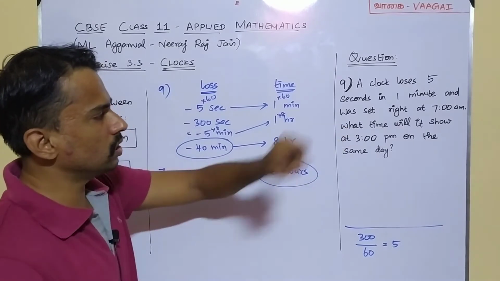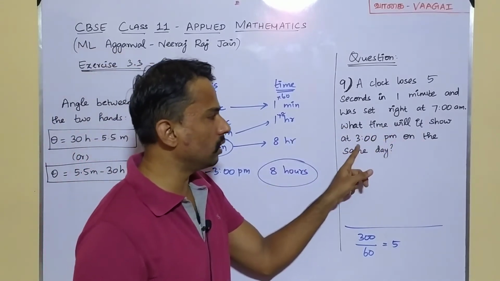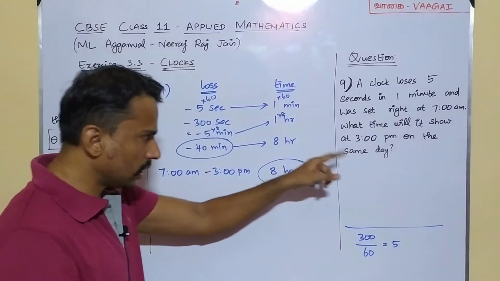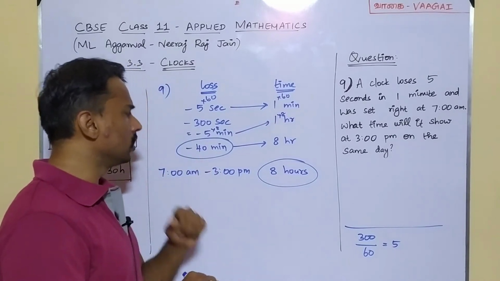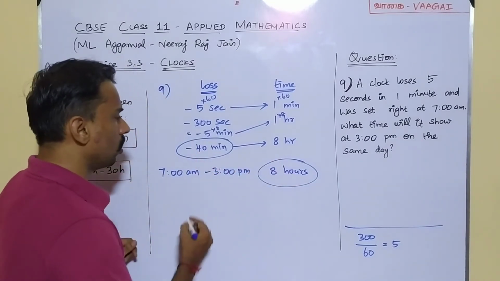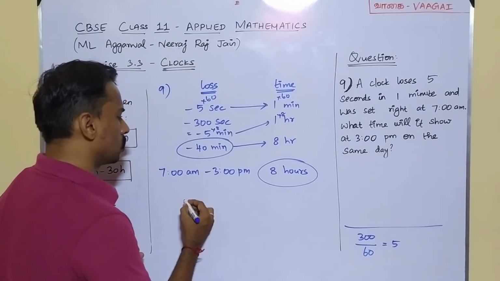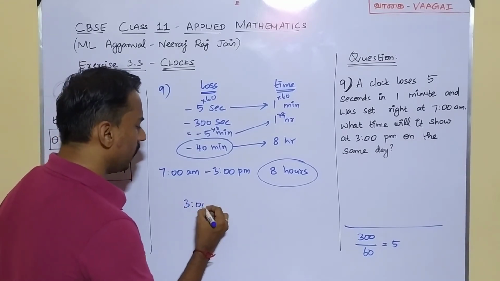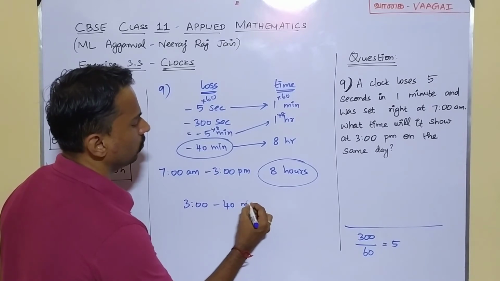And now the question is at what time it will show at 3 p.m. So the correct time is 3 p.m. but this clock has lost 40 minutes till then. So the clock will show a time of how much? What will be 3 p.m. minus 40 minutes? This is all we need to find.